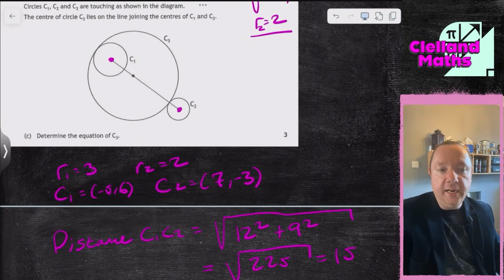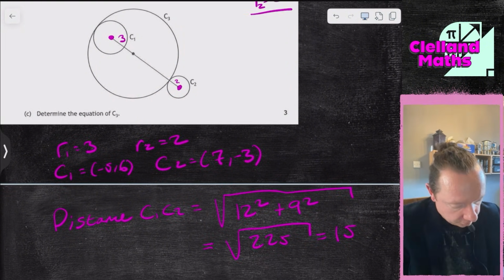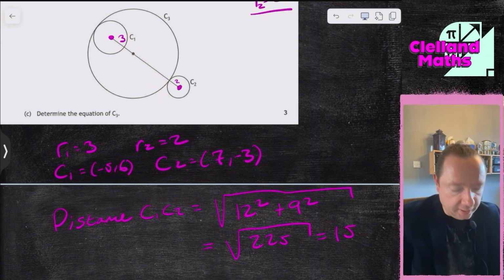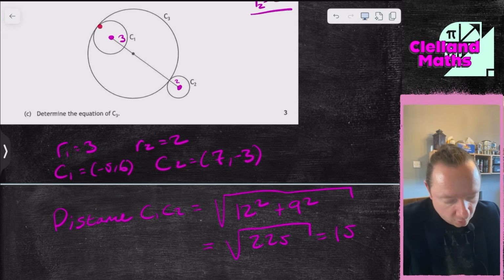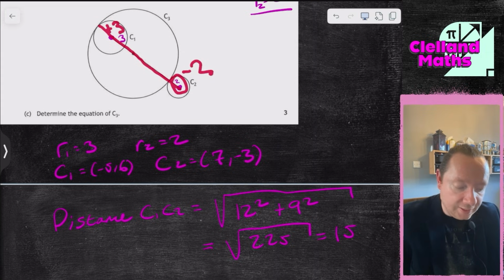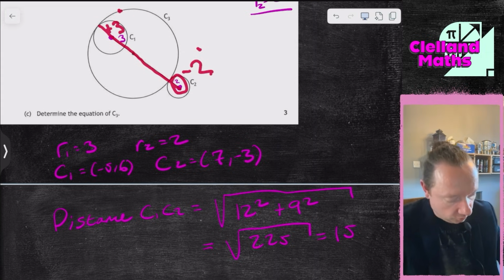So how does that help me get the radius, you might be wondering? I've worked out my distance between the centres, so I now know that this whole line here is 15. So how am I going to get my radius? Well, I know nothing about this bit. But what if I tried to go for the diameter? If I went all the way along here, I would have the distance plus an extra 3, but then I would be that many too far, so I'd have to take away 2. So it's the whole distance between the centres plus the 3 take away the 2.